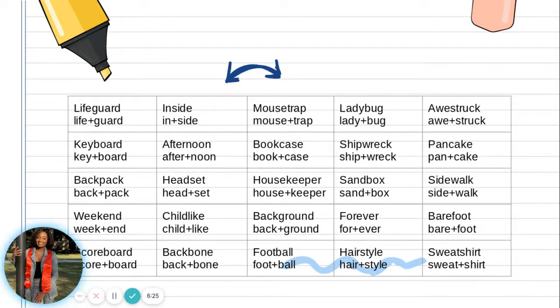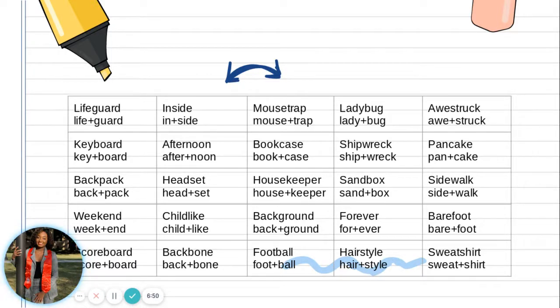First, we have lifeguard. Life plus guard equals lifeguard. And we all know what a life is. A life is something that we all have. If you're alive, you have a life. And guard, that means to protect. So a lifeguard is someone that protects lives or saves lives. That is what a lifeguard is.